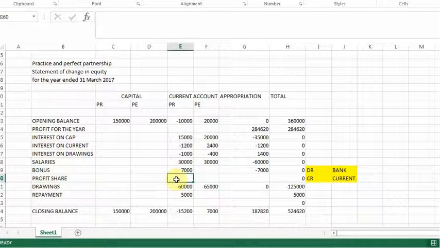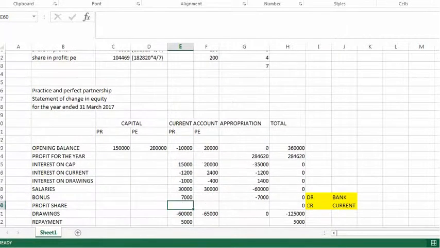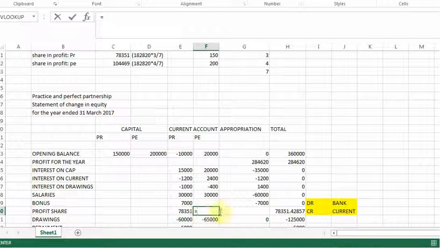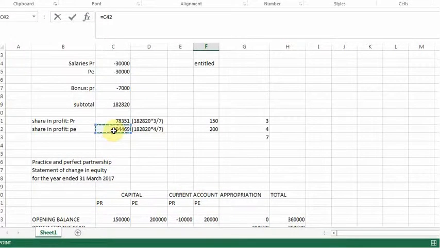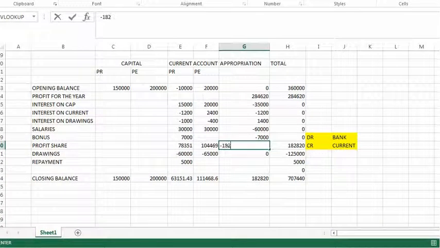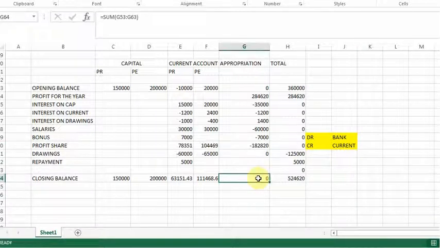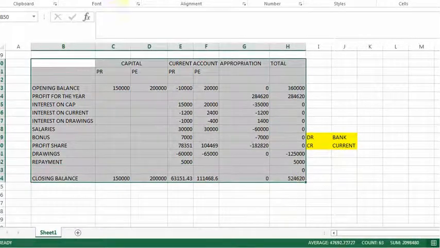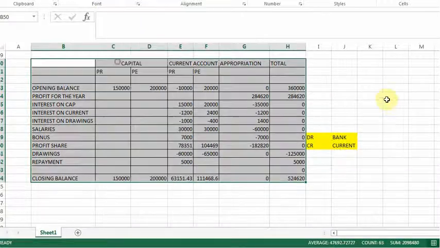The profit share was calculated, and for the current account of practice, we calculated it as 878351, and we calculated it for perfect as 104469. For the business, that's negative 182820, and therefore you will see that the appropriation account must have a balance of 0. I'm just going to put it in a proper block, and I'm going to save this answer.